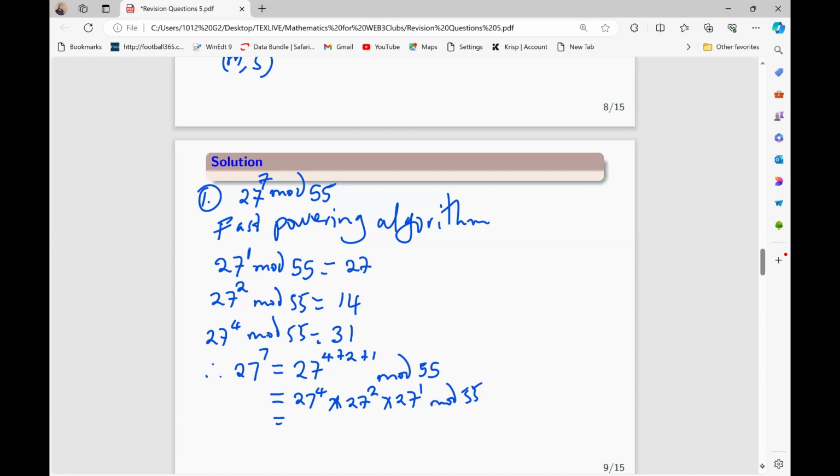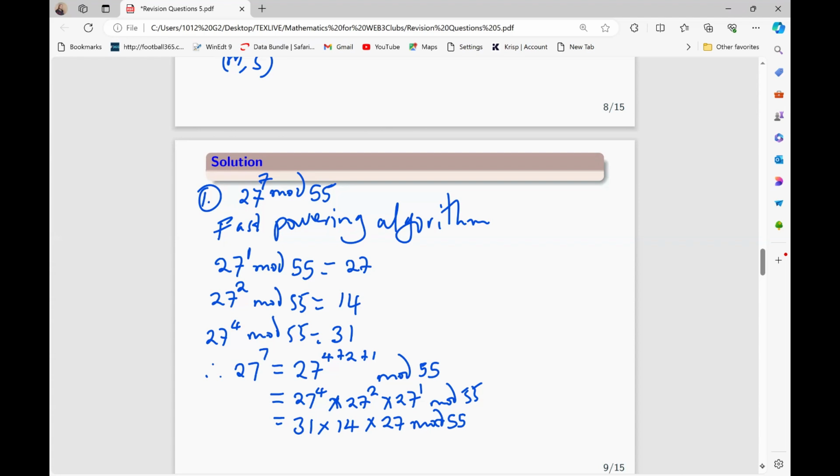What is 27 raised to 4? It is 31. The other one is 14, and then 27, mod 55. Let's just multiply that: 31 times 14 times 27. I'm getting 11,718. Let's divide by 55 and then write the remainder. 55 goes there 213 times.